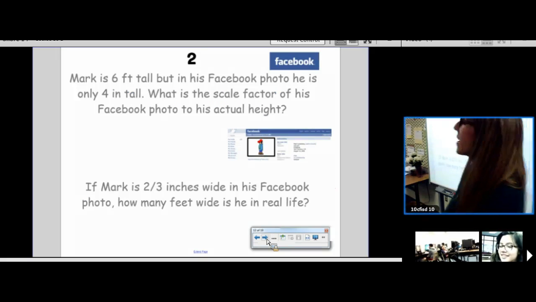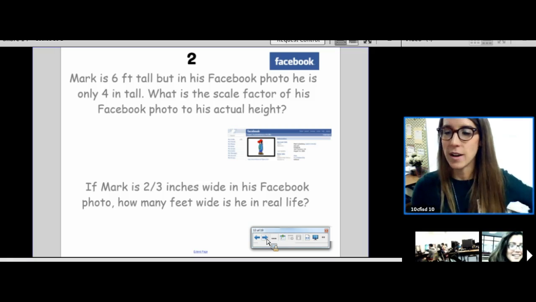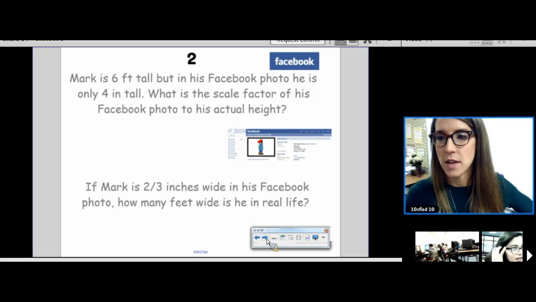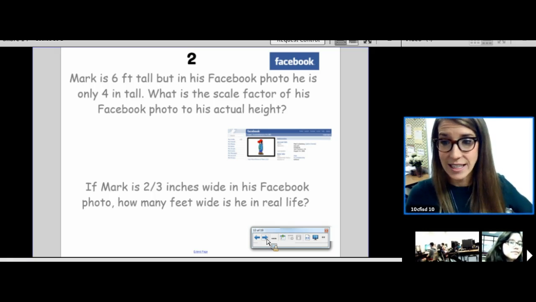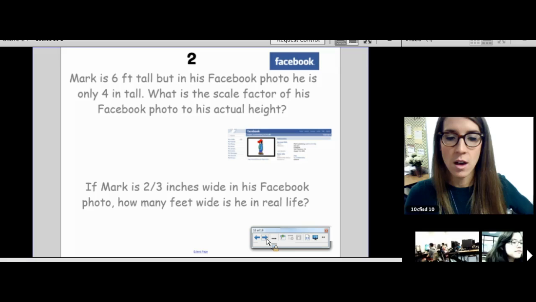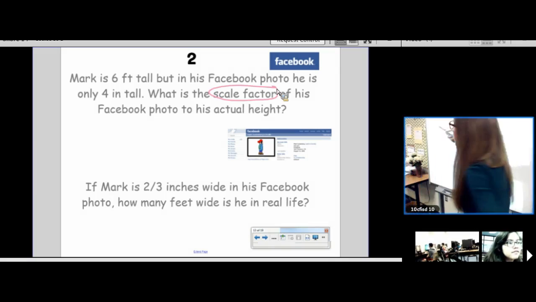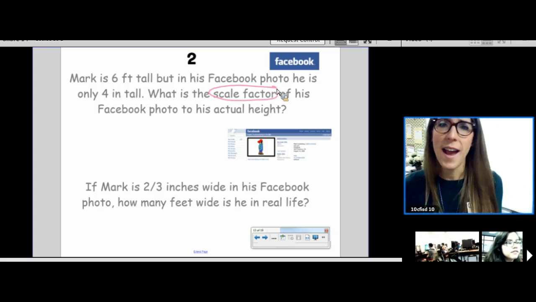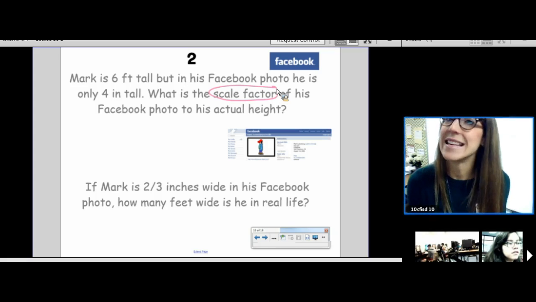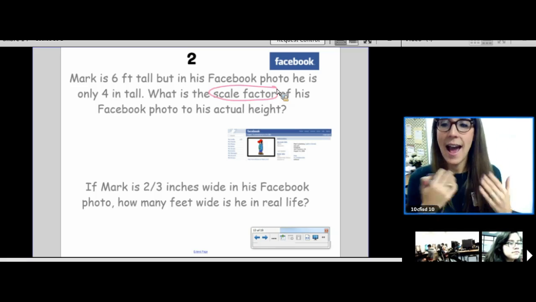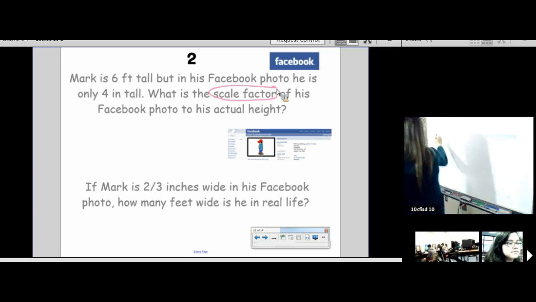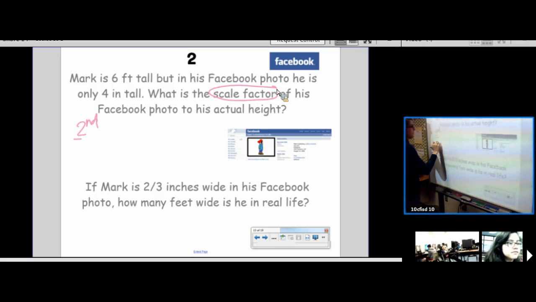Mark is 6 feet tall, but in his Facebook photo, he's only 4 inches tall. What's the scale factor of his Facebook photo to his actual height? Scale factor is different than just finding a missing value. Remember, when you're solving, like on today's quiz, when you're solving for x, I don't care if you put first over second or second over first. But when it says find the scale factor, I do care. It has to be second over first. So that's the only time that the order matters here.